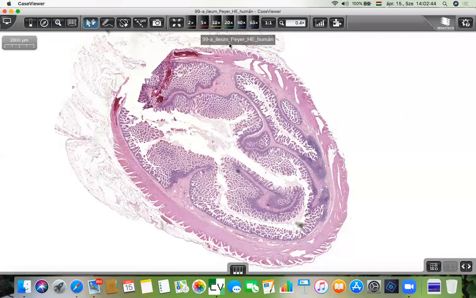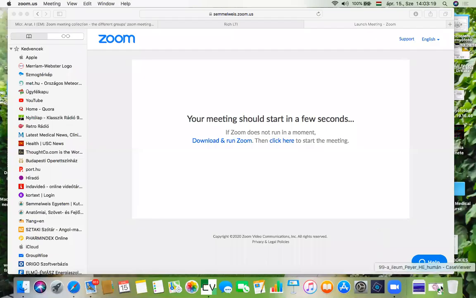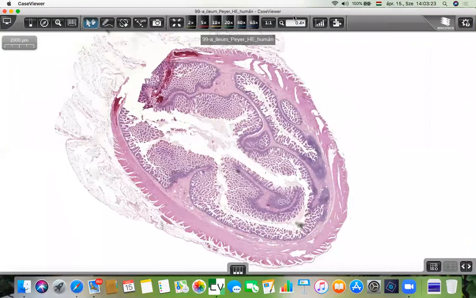So looking at this view here, we can find the Peyer's patches.